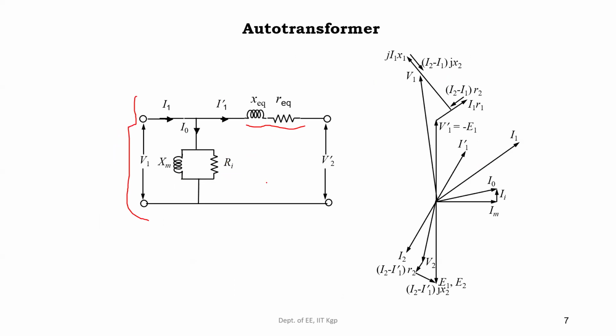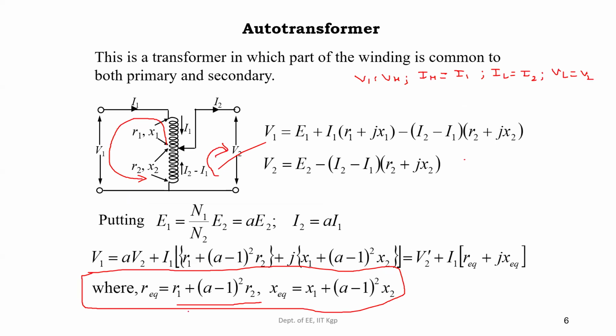In the previous case, if we remember, in the two winding transformer, the difference is that this R2 is a square R2, but here we are getting (a minus 1) whole square R2. So R1 plus (a minus 1) whole square R2. Similarly, in the previous case we had X1 plus a square X2, but here we have X1 plus (a minus 1) whole square X2. Okay, this is something related to that copper loss thing.